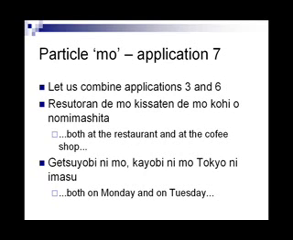This uses ni mo. Getsuyobi ni mo, kayobi ni mo, Tokyo ni imasu. Getsuyobi is Monday, kayobi is Tuesday. Both on Monday and Tuesday, I'll be in Tokyo. The structure is both and. Just as mo followed every noun, the combination of de and ni also followed every one of the words they applied to.